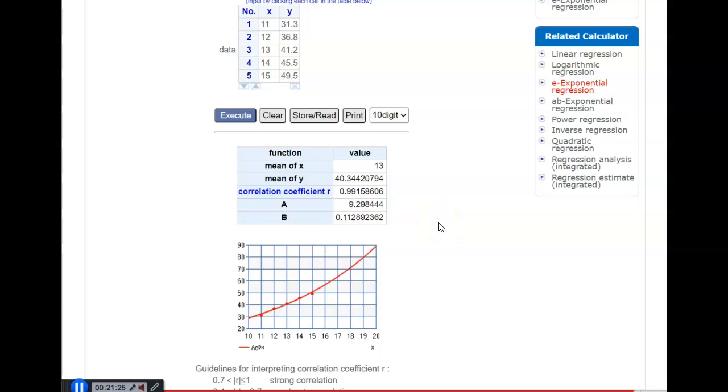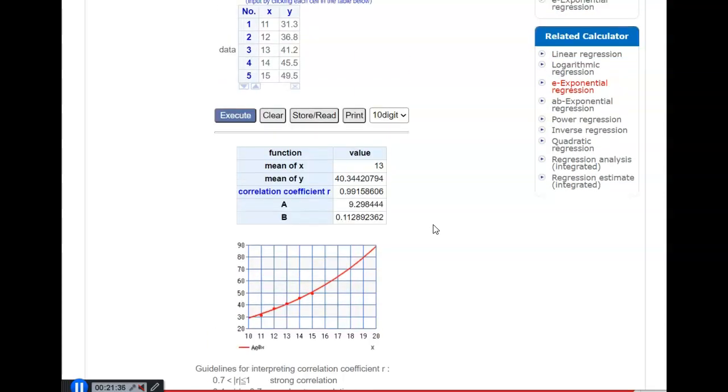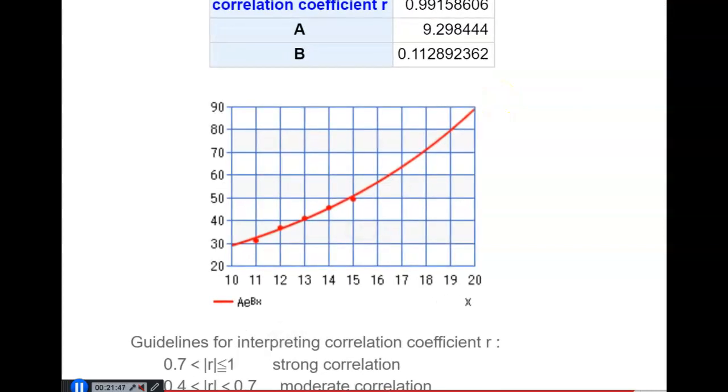And you could see the model is going to come from the numbers that we have here. However, okay, so here's the label. I'm going to zoom in a little bit. And so it says A e to the bx. And so if we get those numbers from here, A is equal to 9.29.